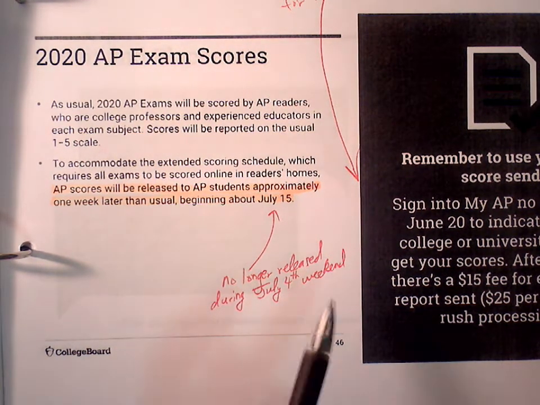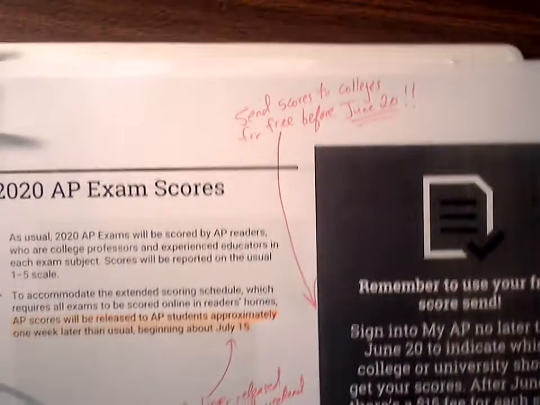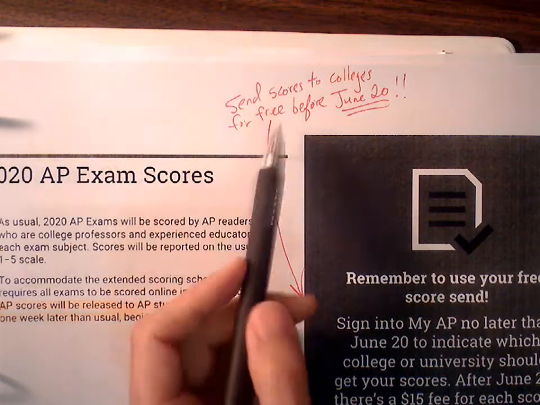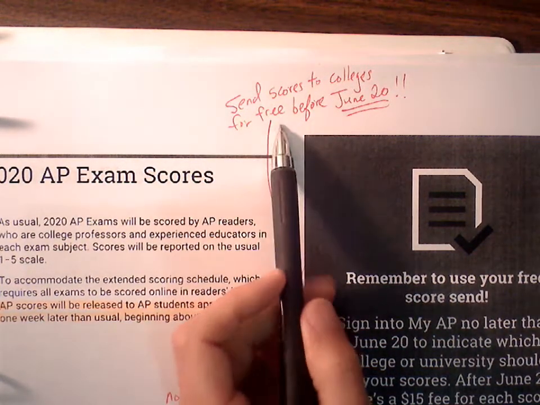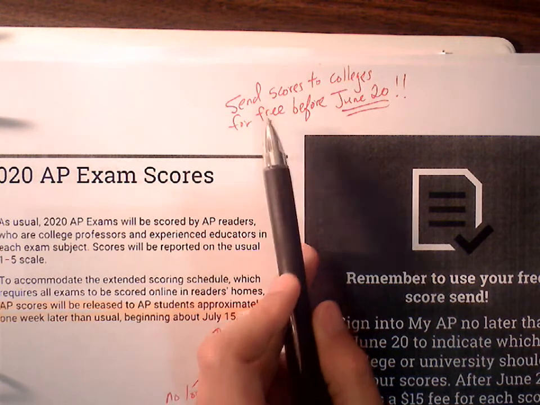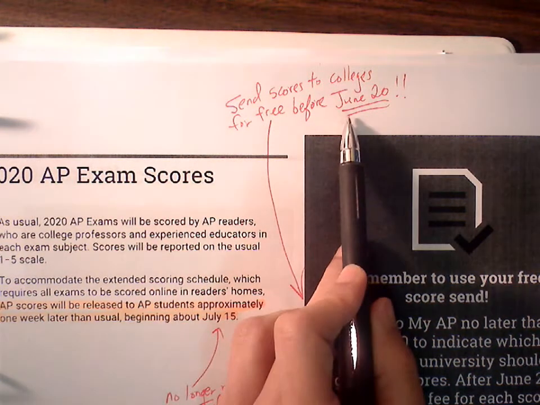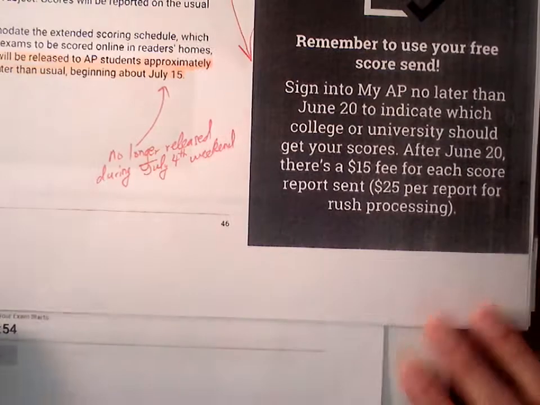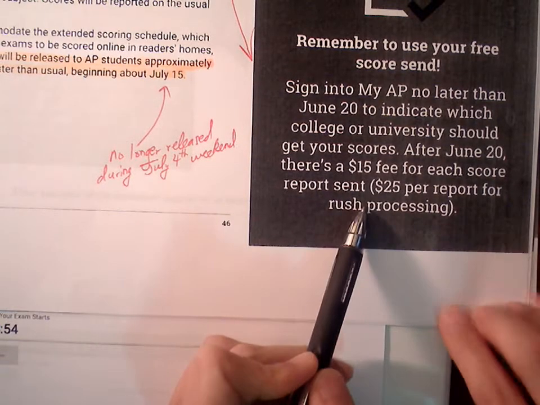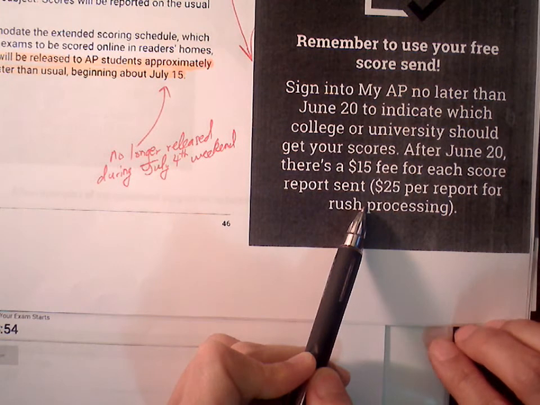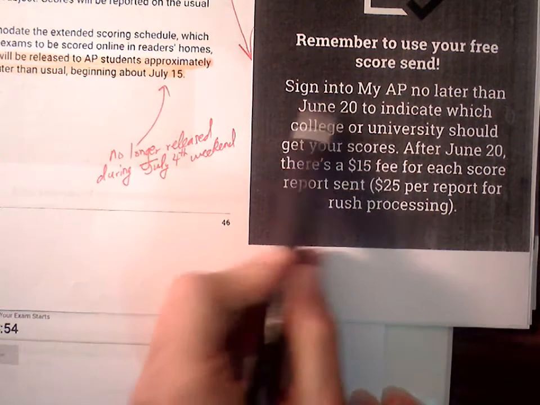And before June 20th, you want to decide whether you want to send your scores to colleges. They can be sent for free as long as it's before June 20th. After June 20th, there's going to be fees associated with the report that you want to send to schools. So you want to do that before June 20th.